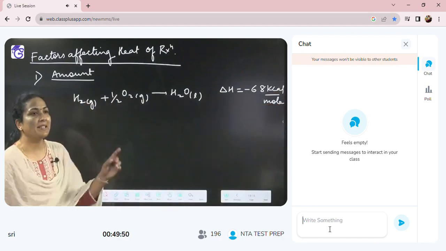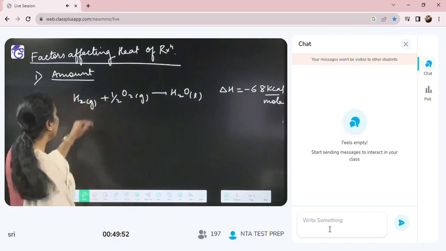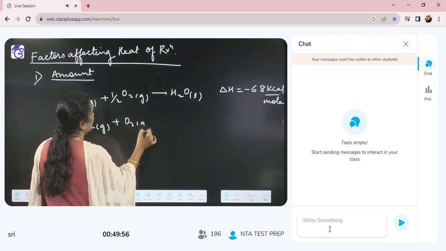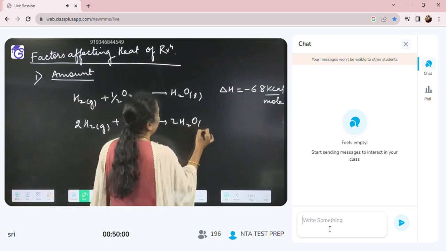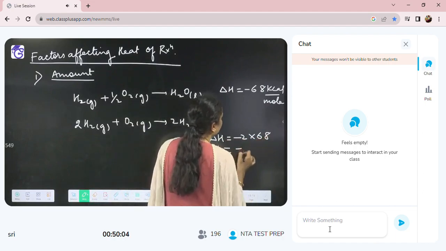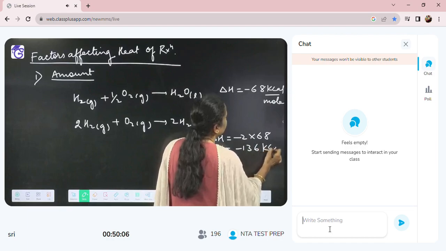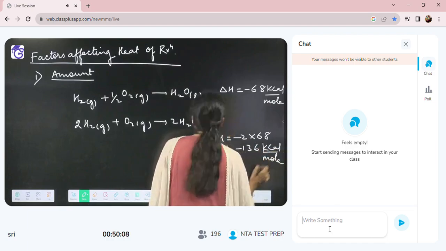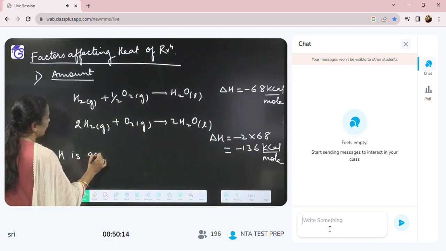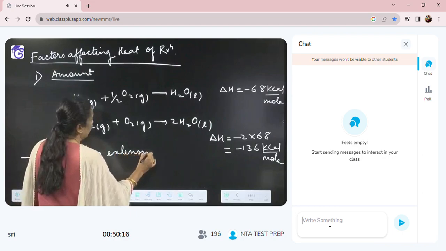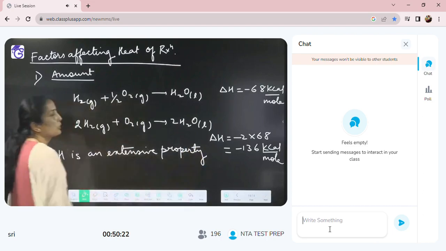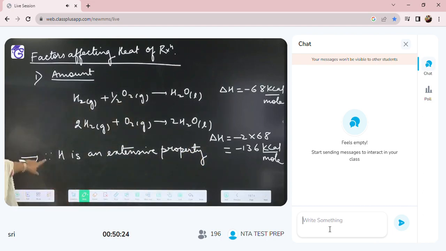Now we know that H is an extensive property. So if at all I multiply this equation by 2, everything gets multiplied by 2 here, I'll be getting 2H2O liquid, and delta H in this case will become double than the previous one. I'll be able to write down this as minus 136 kilocalorie per mole. So I'm saying why it is happening: since H is an extensive property, delta H of the reaction will vary according to the amount. So I'm writing the reason here so that you understand.